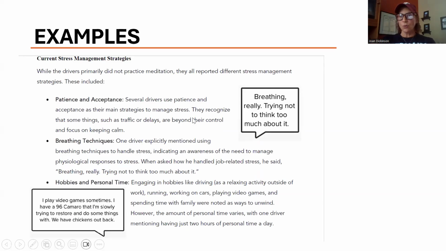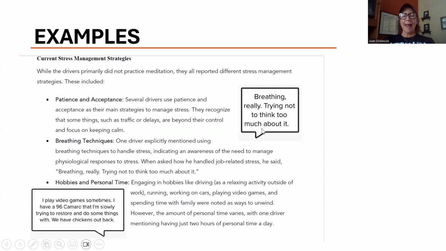Here's an example where she gets to qualitative data. So this is basically where she starts talking about phase two, where she conducted interviews with the truck drivers and interviews with the leaders. In other words, those who are employing the truck drivers of this particular trucking company. And so what she's doing here is she's basically talking about here are themes. So the current stress management strategies that the truckers used were patience and acceptance, breathing techniques, and hobbies and personal time. So she's talking about these were the themes that were derived, okay, under this idea of stress management.